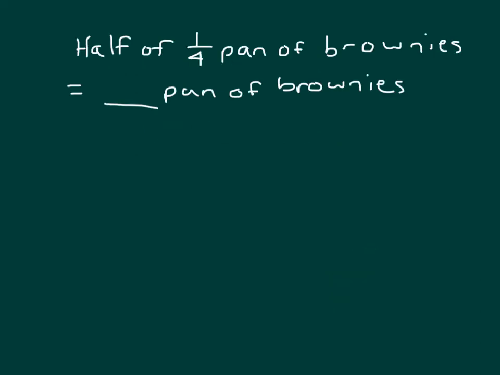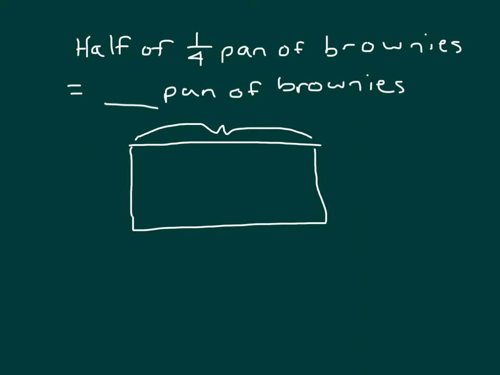Here's the first problem that we are looking at. Half of 1/4 pan of brownies equals blank pan of brownies. We'll be using an area model to show our thinking, and we will also write a multiplication sentence. For the area model, we'll draw a rectangle to represent 1 pan of brownies, and we will label it. And that's why we write a 1 right here to represent 1 pan of brownies.